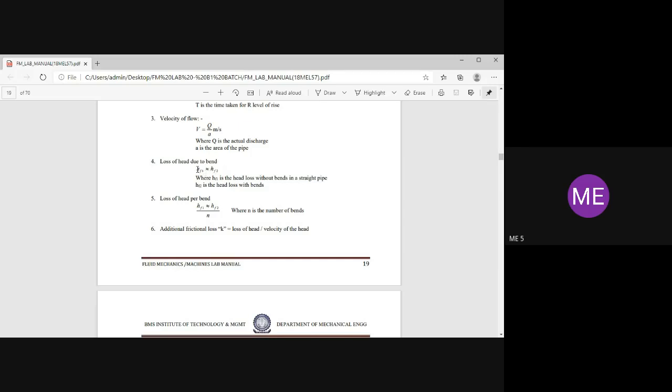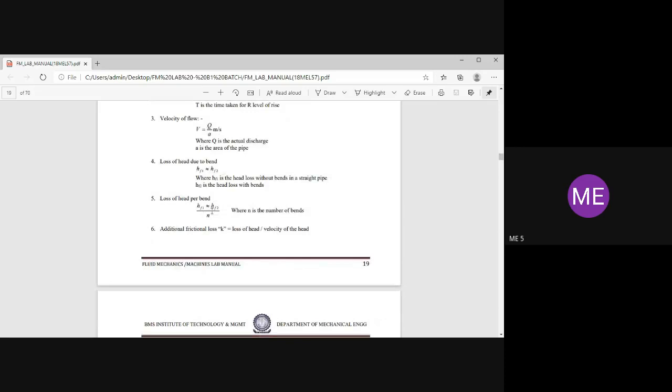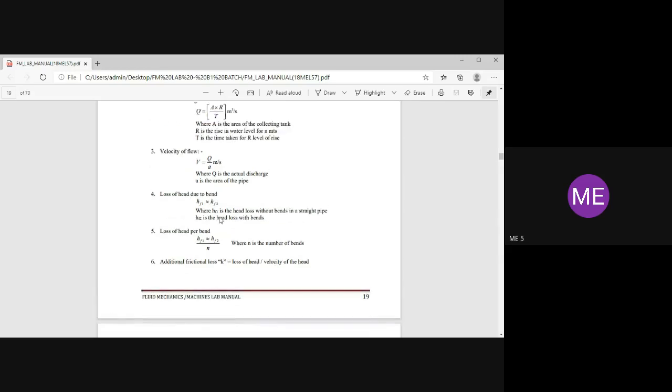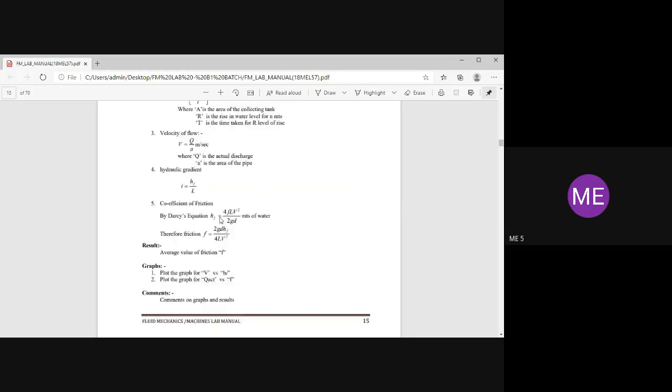The loss of head due to bend is HF1 minus HF2, where HF1 is the loss of head due to friction without bends in a straight pipe, and HF2 is the loss of head due to bends. And there are totally 8 bends. So after calculation, just divide by 8. That gives the loss of head per bend. HF1 we are going to calculate using the major loss, with the same formula.